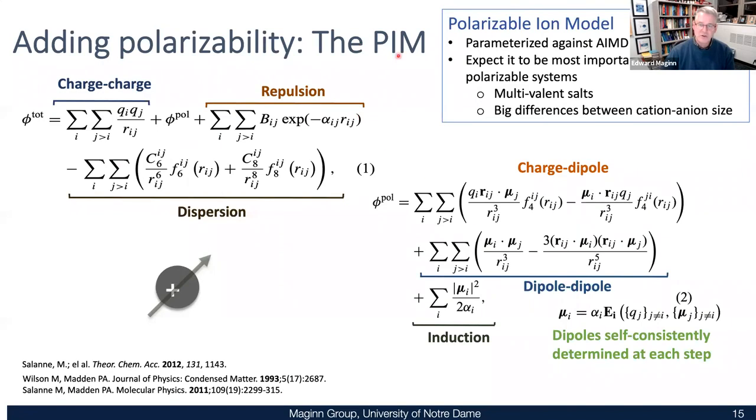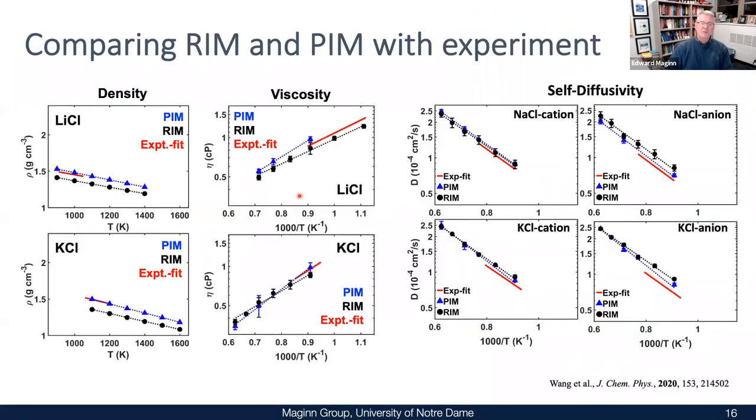So this is called the polarizable ion model, or the PIM. Matthew Salanne and Paul Madden and others have spent a lot of time developing this model, and it works pretty well. It's more expensive, however, because we have to solve for the dipole self-consistently every single time we do an energy evaluation. So it's about 10 times more expensive than this fixed charge model, or the rigid ion model. And so we wanted to put this through its paces and see how it performs.